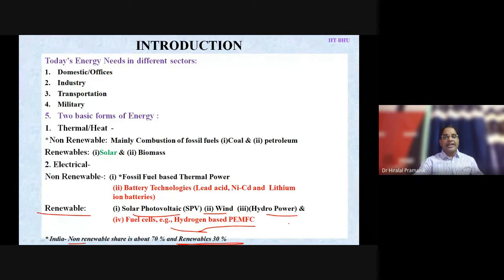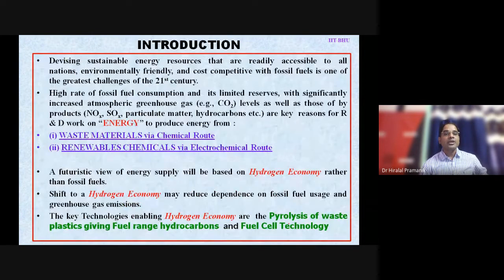And the government is planning to increase renewable and reduce dependency on non-renewable energy resources, because the supply of non-renewable energy is limited, right? Devising sustainable energy resources that are readily accessible to all nations has these criteria: environmentally friendly, and cost competitive with fossil fuels, which is the greatest challenge. It must be accessible to all the nations. This is another criterion. So we must have that kind of technology, and that is a big challenge to the scientists in this 21st century.